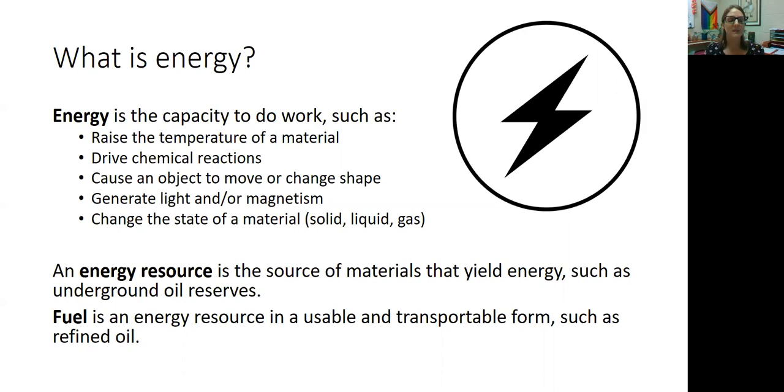So an energy resource is the source of the material that yields energy. For example, that could be underground oil reserves. The oil and gas we use is an energy resource. The fuel is an energy resource in a usable and transportable form, such as refined oil. So the raw fossil fuels below the ground are an energy resource. Once we extract those fossil fuels and form them into a usable material that we can actually put into our car, that's refined oil, that's fuel.